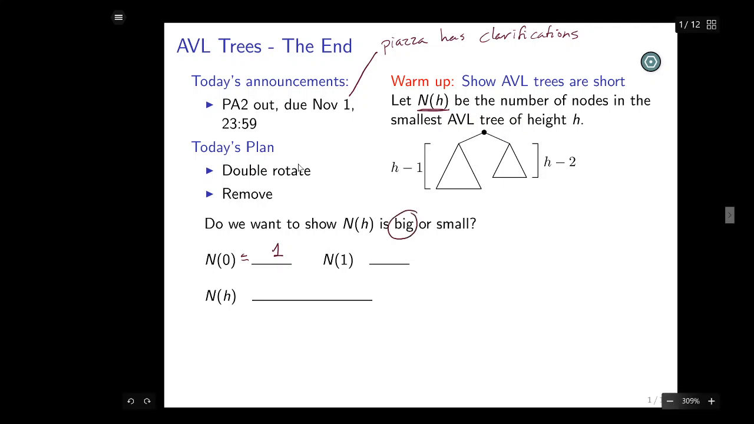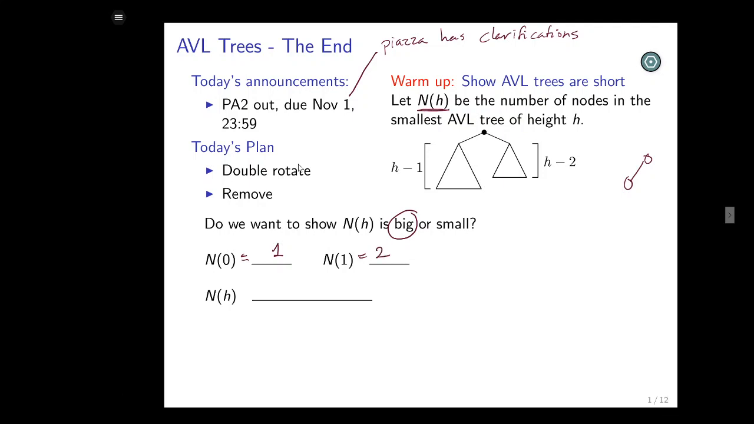How many nodes do we have to put into a tree in order to push the height up to 1? The fewest number of nodes. 2? 3? 2. You got a tree that looks like this. This is a valid AVL tree, and it has 2 nodes in it. It has height 1. So n of 1 is 2.